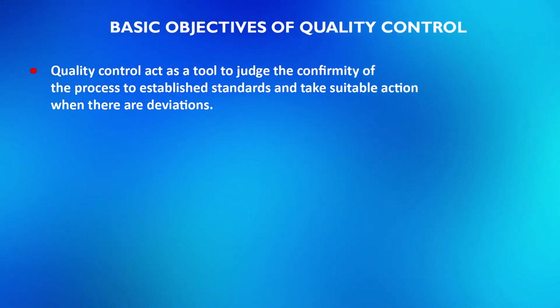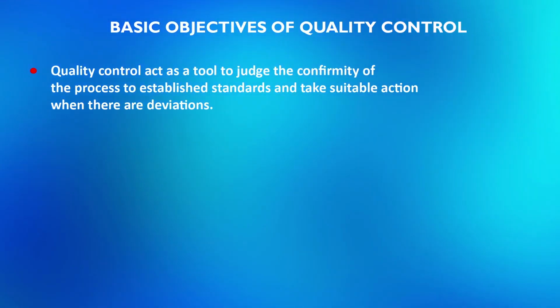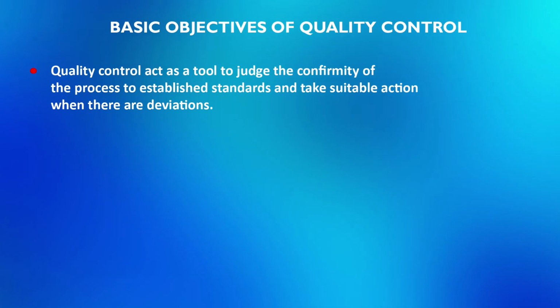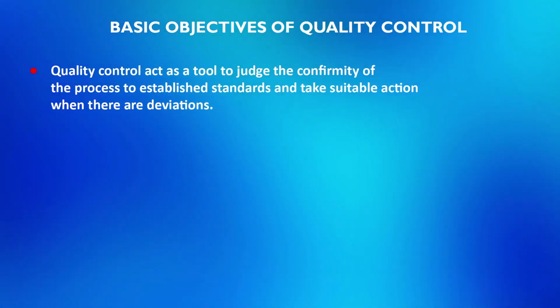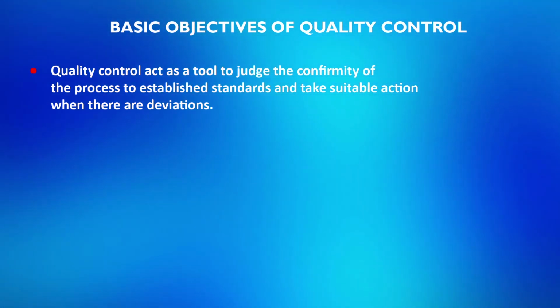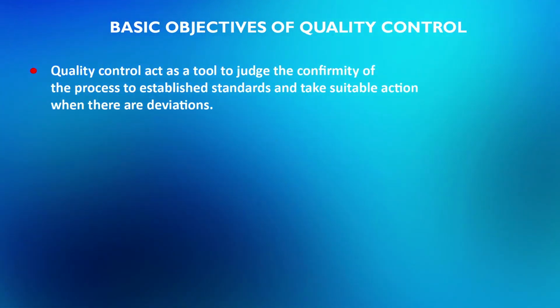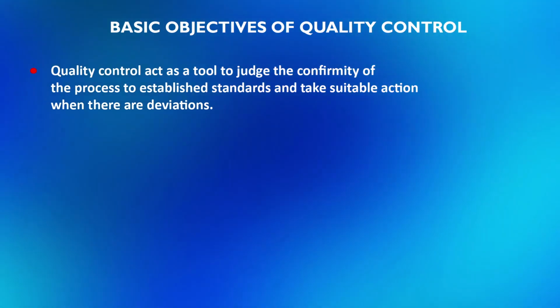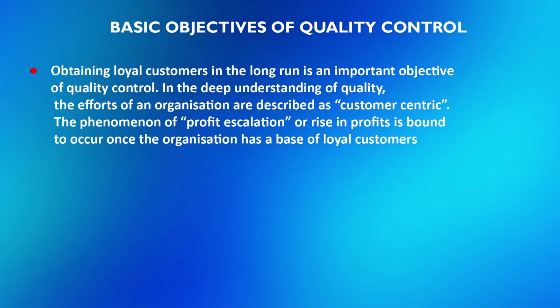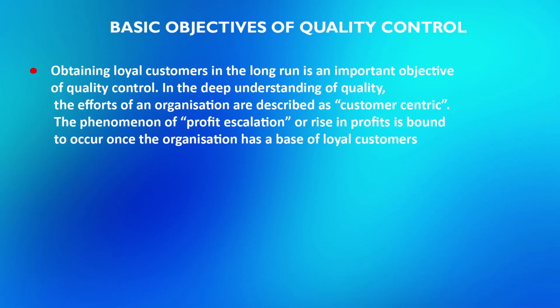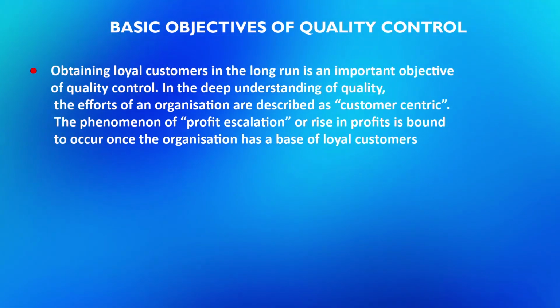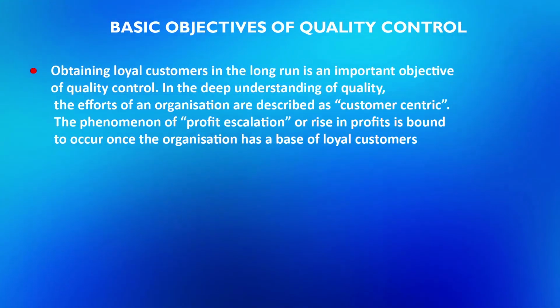Basic objective of quality control. Quality control acts as a tool to judge the conformity of the process, to establish standards and take suitable action when there are deviations. Obtaining loyal customers in the long run is an important objective of quality control.